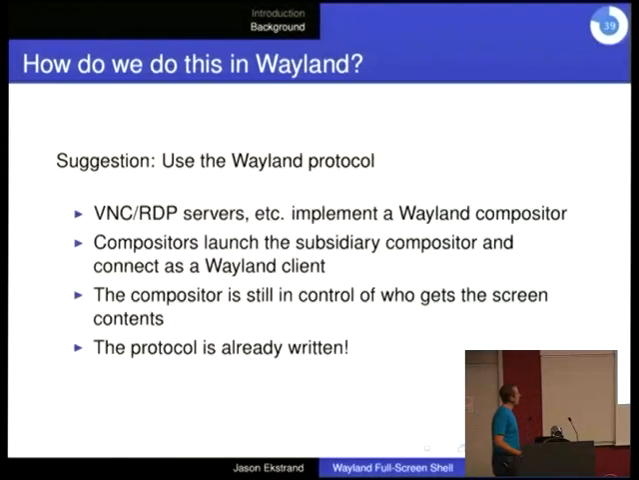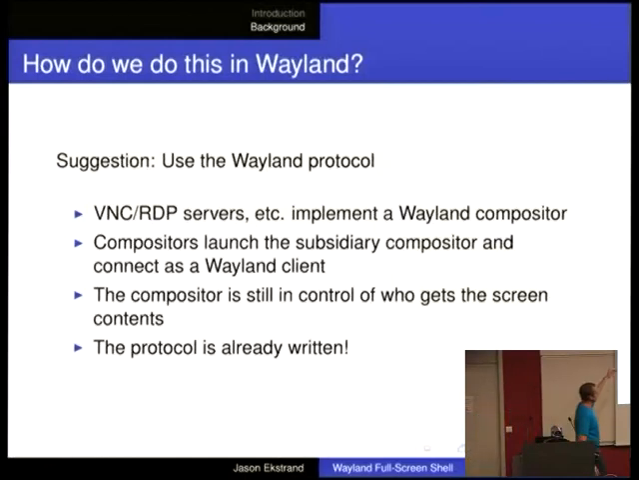So in this model, the VNC or RDP server implements a Wayland compositor, just like any other Wayland compositor. Only instead of the compositor launching a trusted client, it launches a trusted compositor, and it plays the part of the client. So now it's sending its front buffer as a surface to this other compositor that sends it across the network, and then the other compositor gets input off the network and sends it as input to the primary compositor, which is acting as the client.